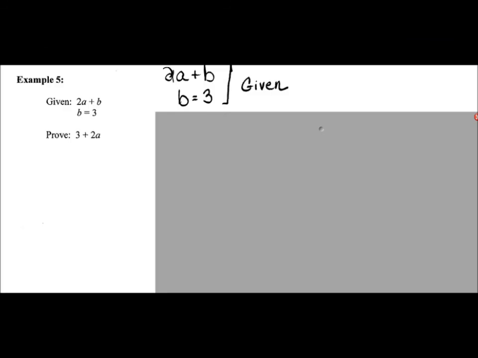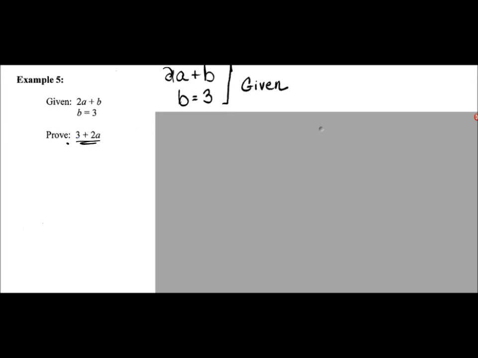Examples 5 and 6 are really just a couple of cute little proofs to show us that we can use the commutative properties and the associative properties when we're writing a proof. They're actually very short and right to the point. We're given 2a plus b, and b equals 3. And we want to prove that 3 plus 2a can come out of what we were given.